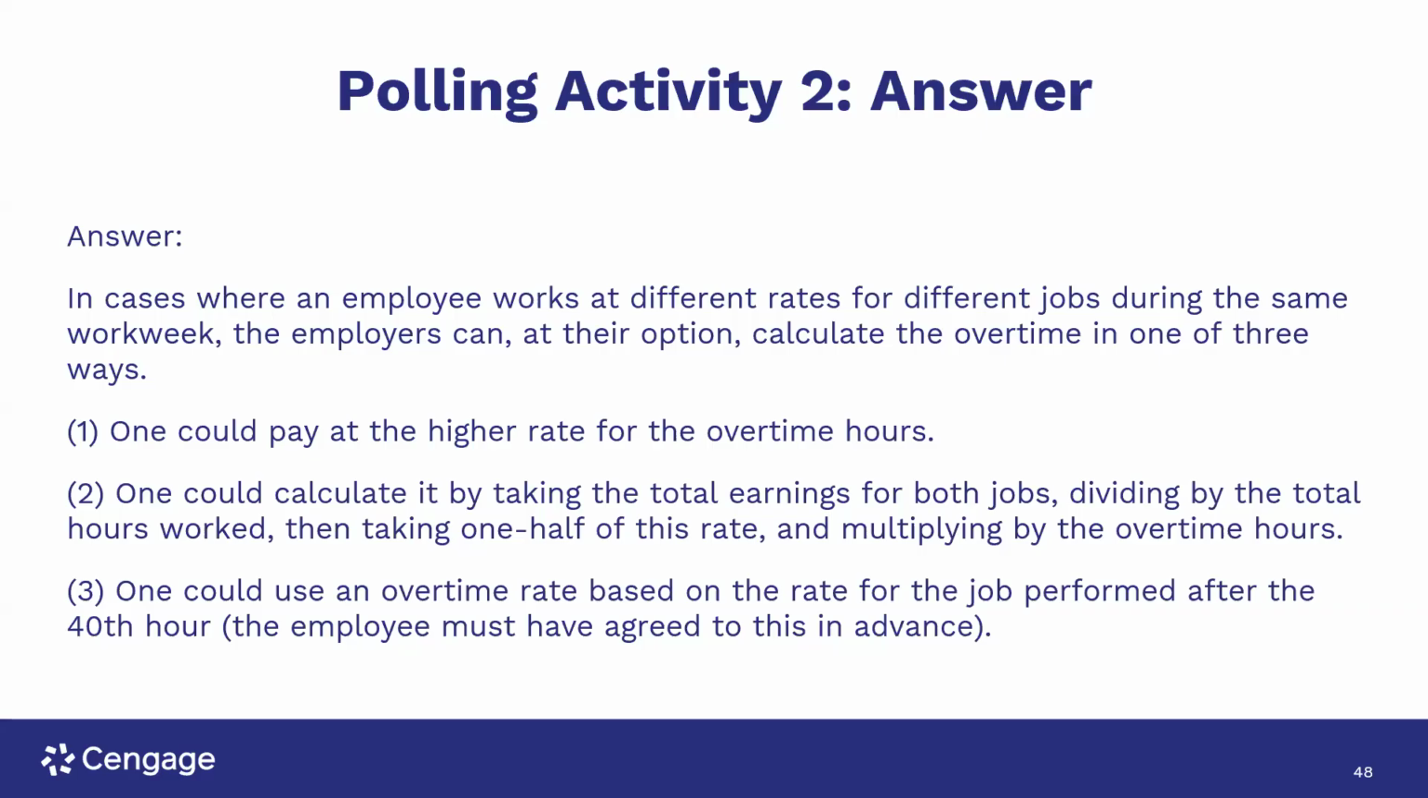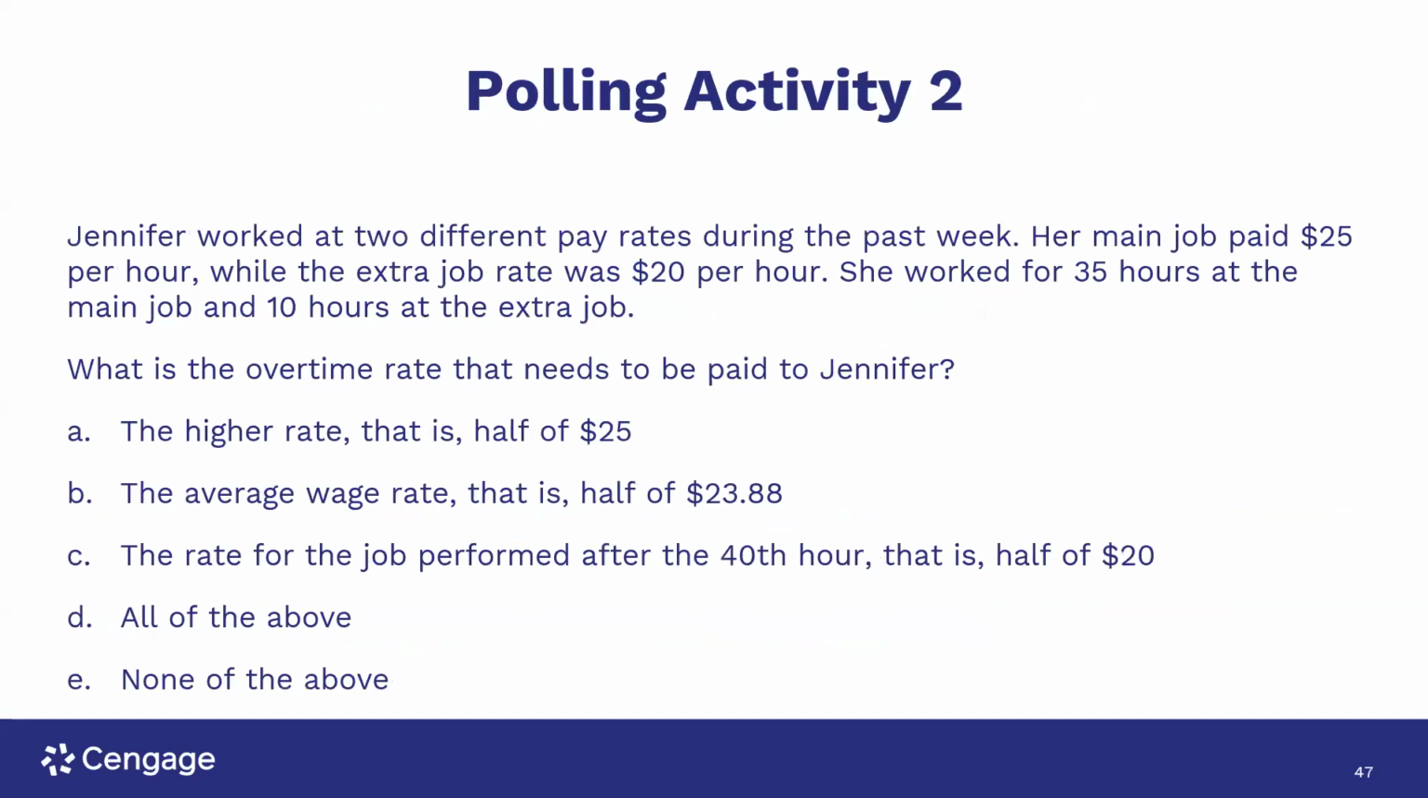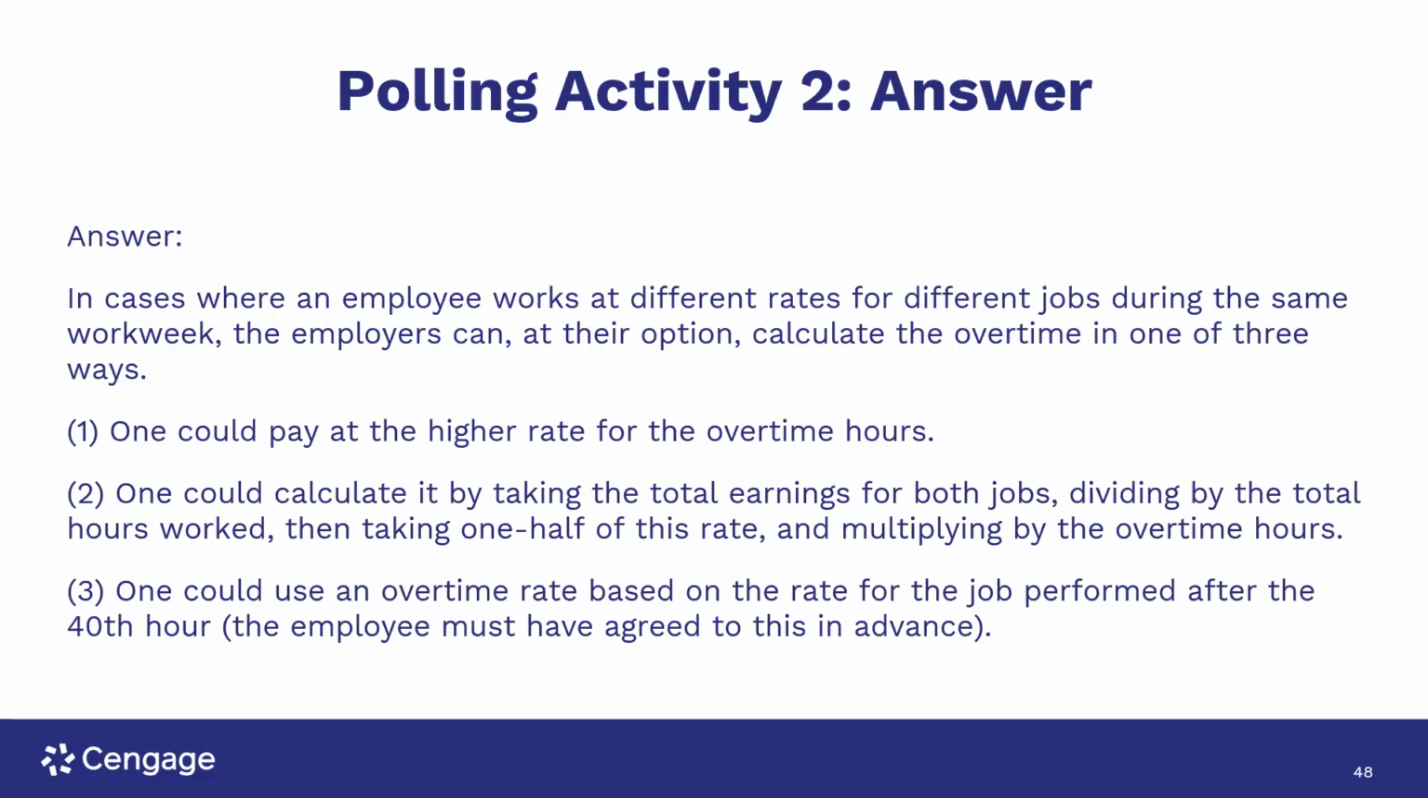Or if the employee agrees in advance, take the rate at the job performed after the 40th hour of the work week, which in this case would be the lowest rate for Jennifer because she worked at the extra job 10 hours after working the 35 hours at the regular job. So if they agree to this in advance, they can use that. Otherwise, it's the weighted average pay rate or the higher rate.